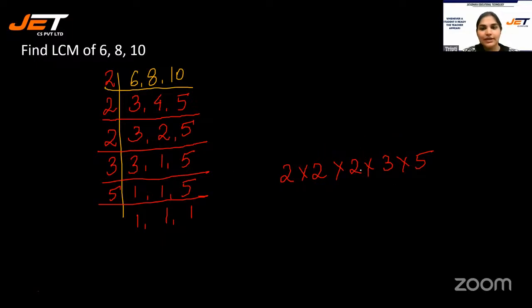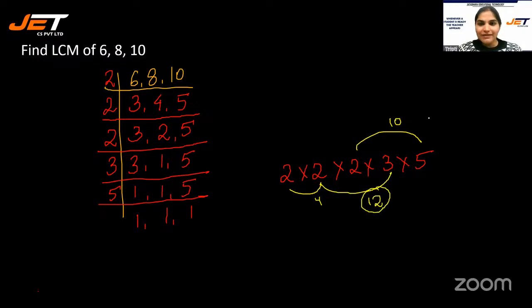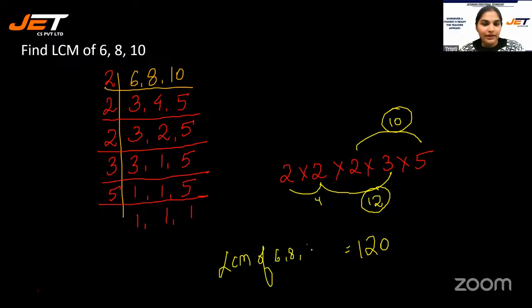So like here, 2 times 5 is 10. 2 times 2 is 4. 4 times 3 is 12. So I have got 12 times 10, which is equal to 120. That means the LCM of 6, 8, and 10 is equal to 120.